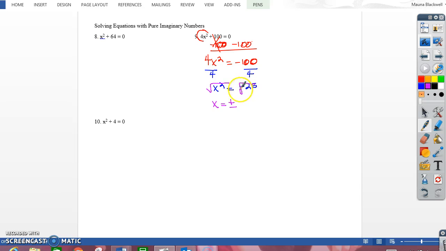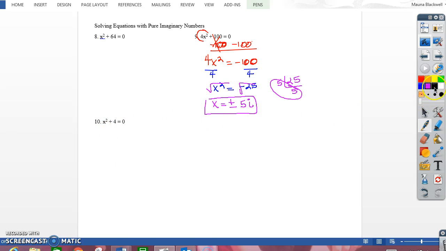Again, to take care of my negative, I'm going to put my i. And the square root of 25 is 5, because when I do 25 in primes, it breaks down into 5 times 5, and there's a pair that comes out. So x equals plus or minus 5i.